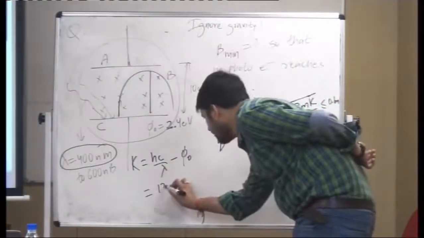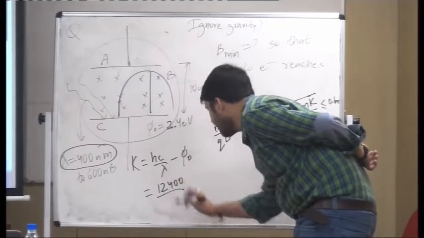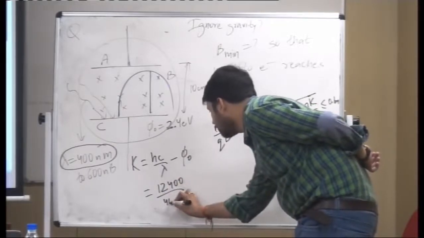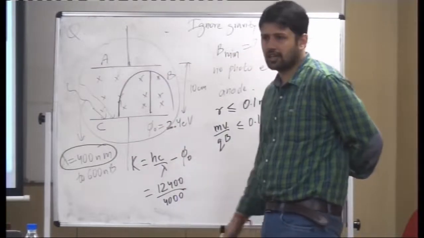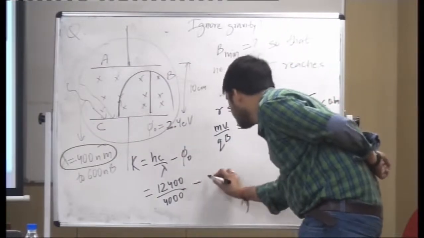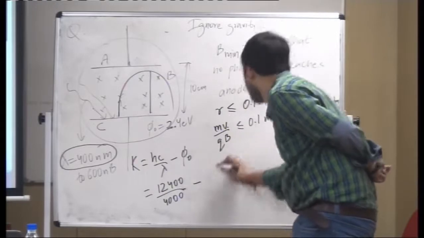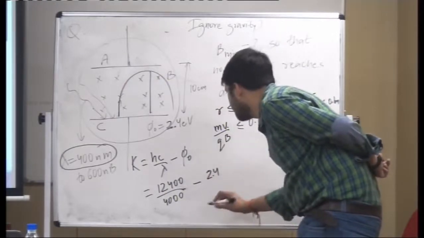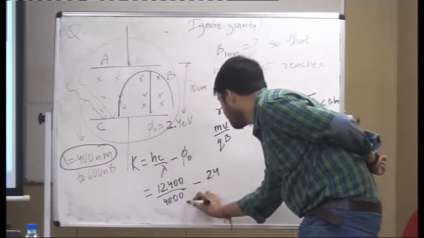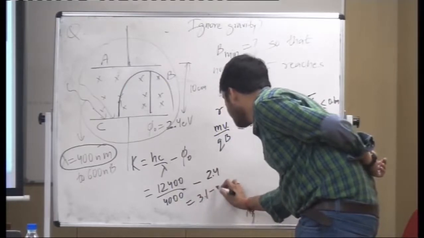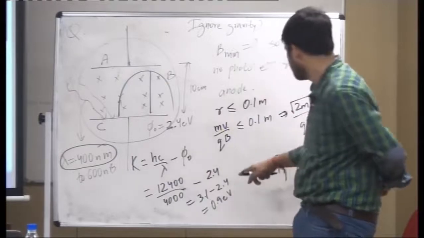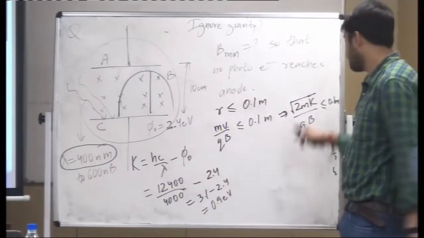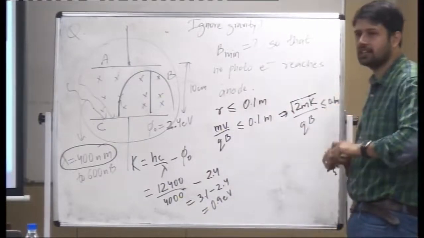So this is 12400 by lambda, which is 4000 actually. It's in nanometer, so we take it in angstrom, right? Minus how much it was? 2.4. Work function was 2.4. This would be 3.1. 3.1 minus 2.4, that is 0.9 electron volt. Please note this is the energy in electron volts, whereas here you are handling standard units.